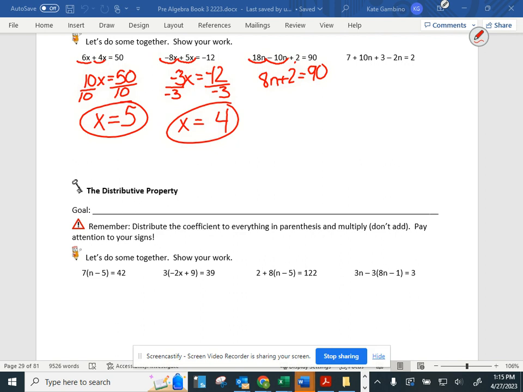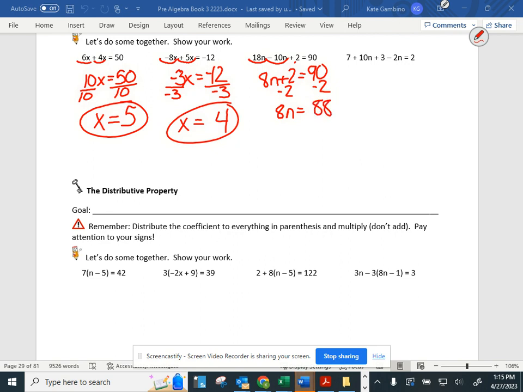Now I need to solve it for n. What steps do I have to go through? Evan. So remember those opposite operations. Gus? Subtract the 2. We do that subtraction or addition first. So I'm subtracting 2 from both sides. Plus 2 minus 2 leaves me with just my 8n. 90 minus 2 is the 88.